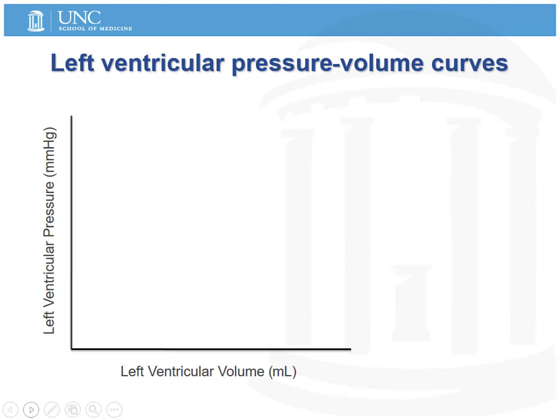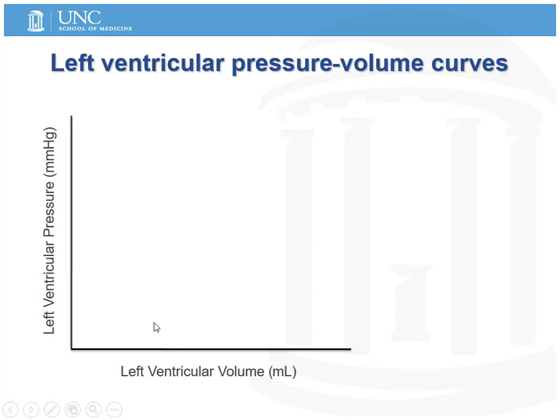A couple of graphs are used to discuss cardiac output as it relates to cardiovascular physiology and cardiac disease. One is the pressure volume curve that shows the left ventricular pressure on the y-axis versus the left ventricular volume on the x-axis. And there are two important curves on this graph.